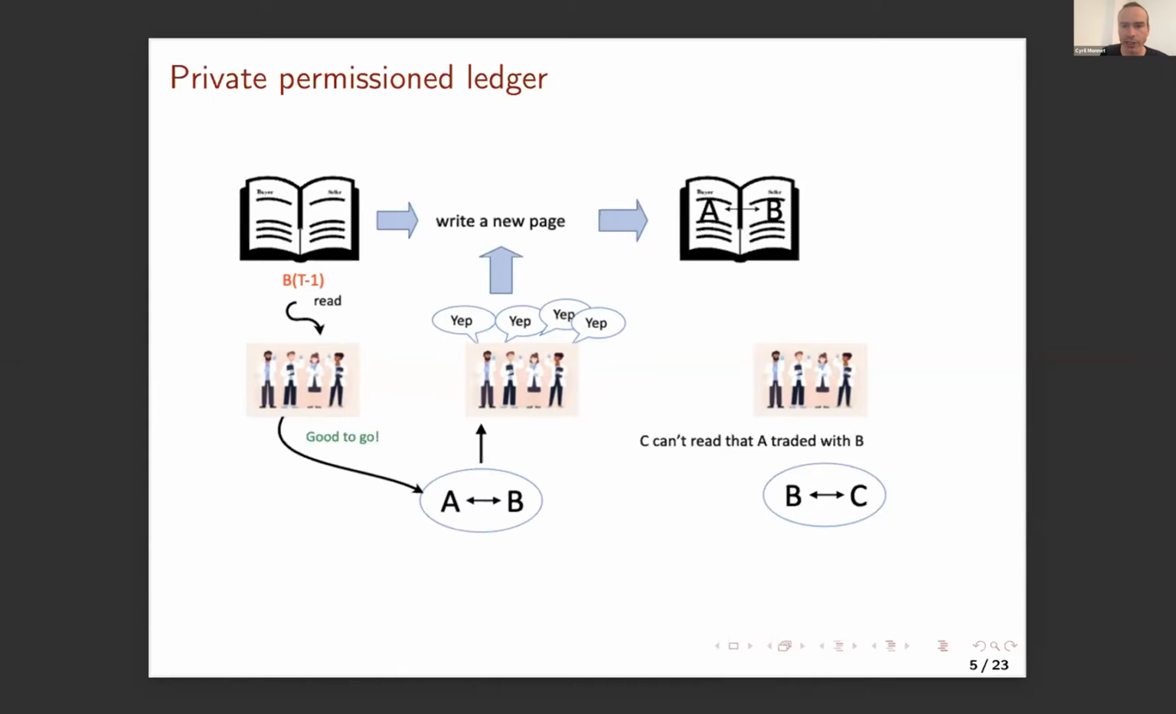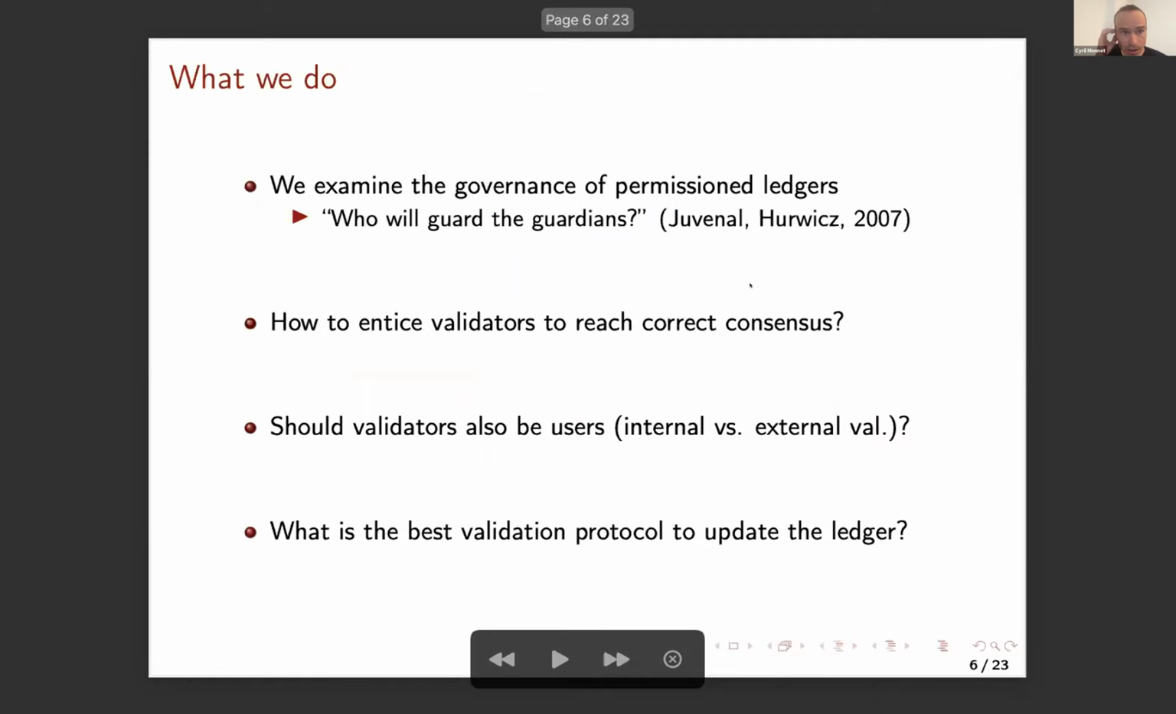So that's a benefit. Okay, so what we do in this paper is that we examine the governance of permissioned ledgers. In particular, we're going to ask the question: you have these validators, and you have to trust these validators to do the right thing. So how can you actually trust these validators? Who will guard the guardians, to use Juvenal's language? So who will guard the validators? So, nobody will guard them.